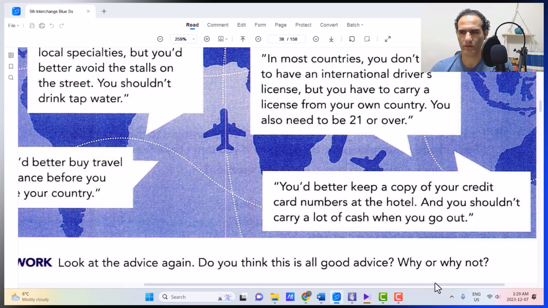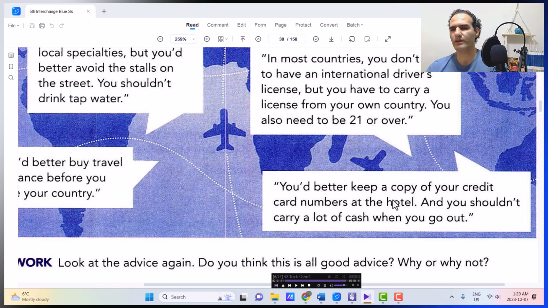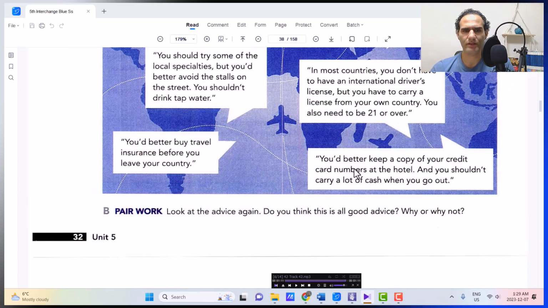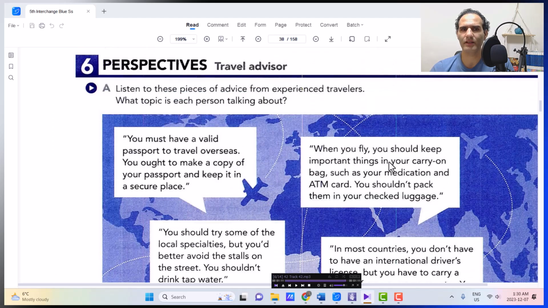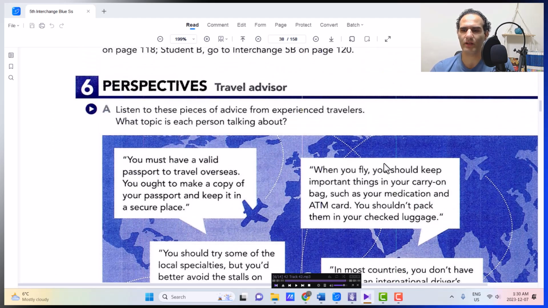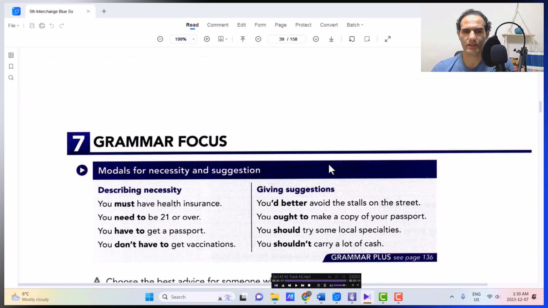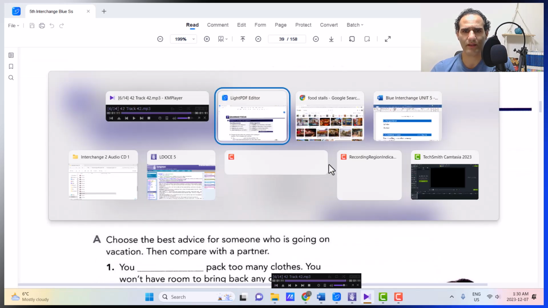The last one. You'd better keep a copy of your credit card numbers at the hotel, and you shouldn't carry a lot of cash when you go out. Okay, so you shouldn't carry a lot of cash and keep your credit card numbers at the hotel for safety. Okay, so this was the perspective here foreshadowing the grammar that we're going to have in exercise 7. Okay, so let's go and see. Do I have anything here for you?